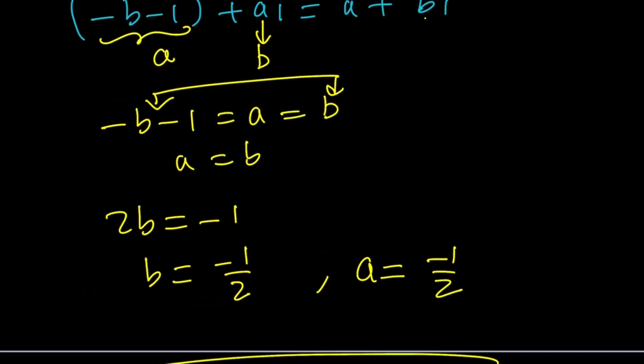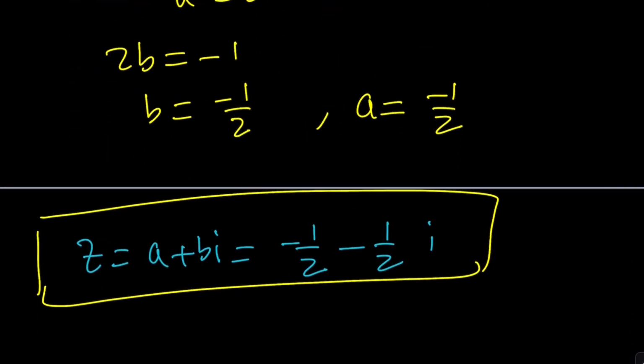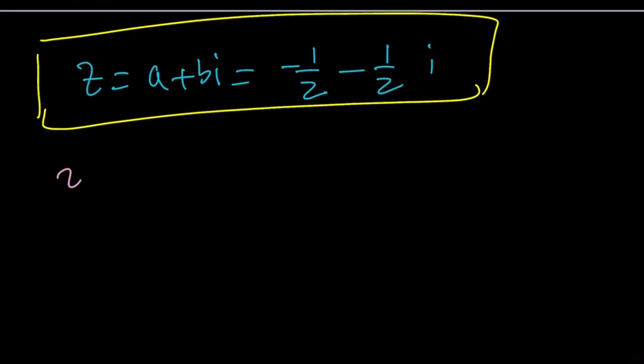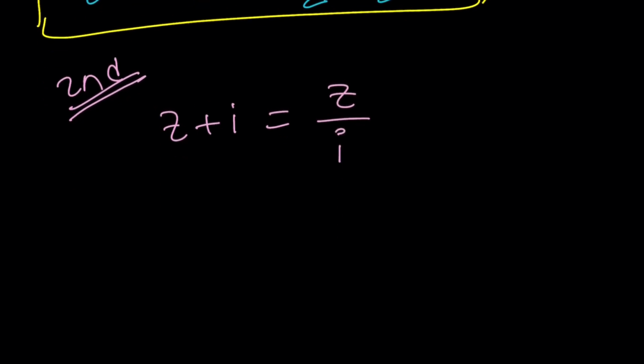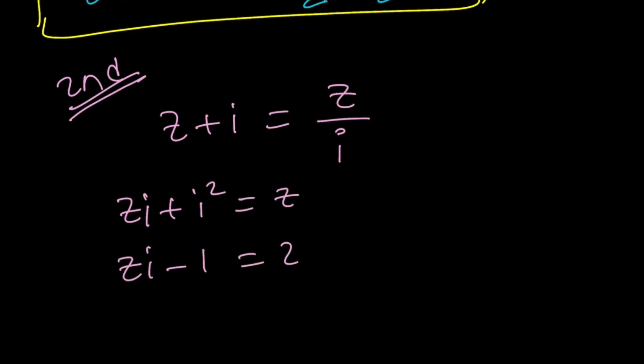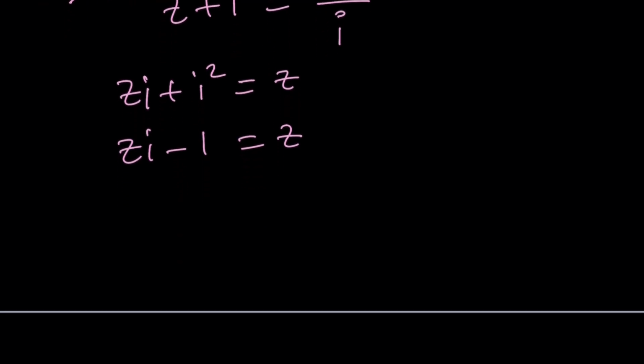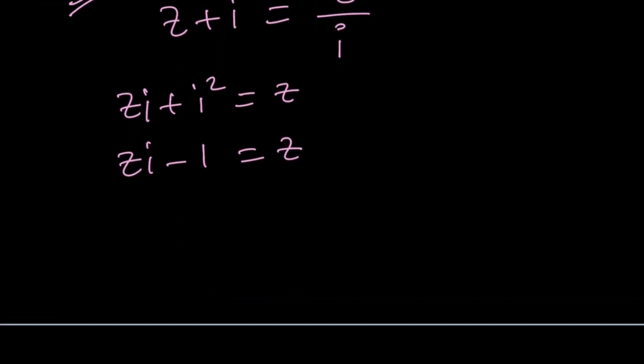Okay, so that's the first method, and it's a little long, but let's go ahead and take a look at an alternative approach, which I think you'll like better. So what do we have? We have z plus i equals z over i. So what can we do? We can still cross multiply, right? And when we do, we're going to get the same thing. zi plus i squared is z, and then zi minus 1 is equal to z. Instead of now replacing z with a plus bi, because we have z's on both sides, let's go ahead and put the z's together, right?